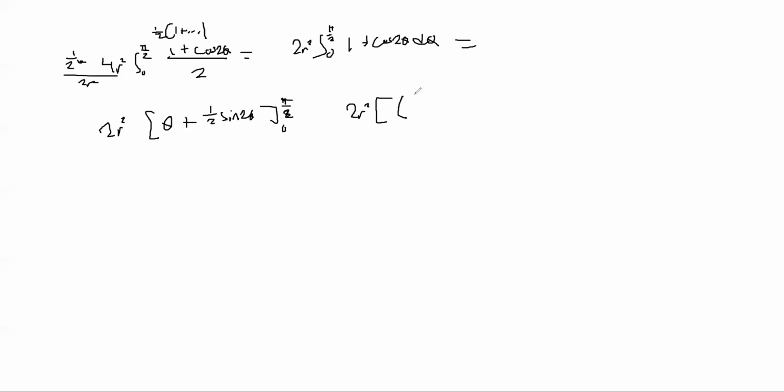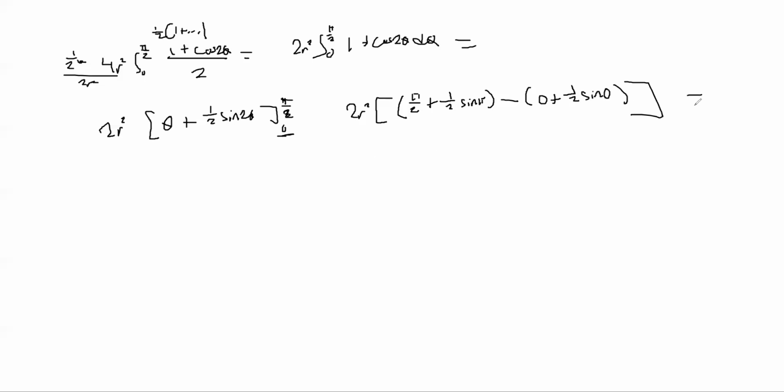So pi over 2, I can just plug in for theta, no problem. Pi over 2 plus 1/2 sine of 2 theta. So 2 times pi over 2 is pi, right? Because the 2's will cancel out. So you'll get 1/2 sine of pi, minus, so now we're going to move on to the lower bound here. Plug in 0 for theta, you just get 0, plus 1/2 times sine of 0, right? Because 2 times 0 would get you 0.